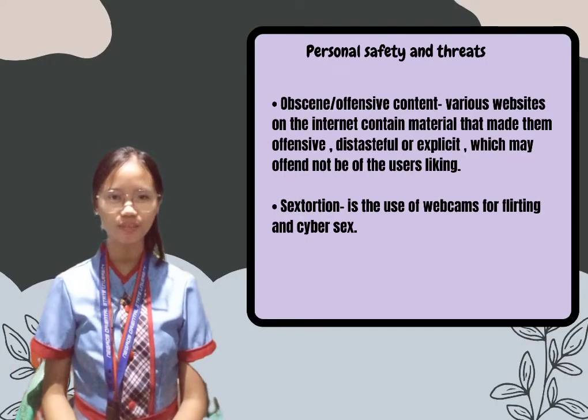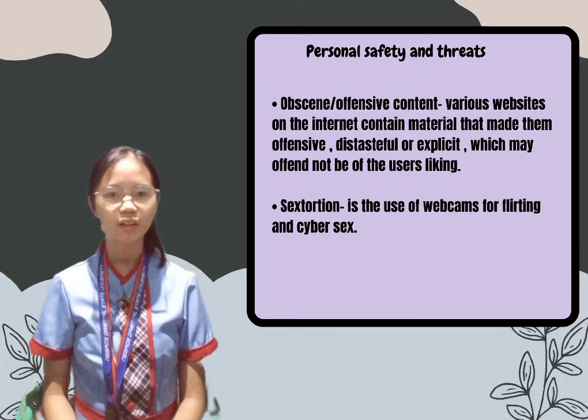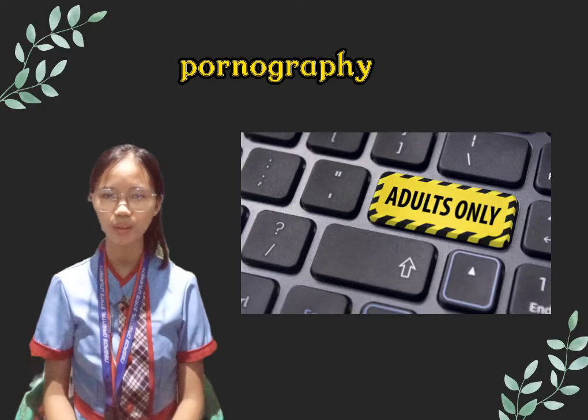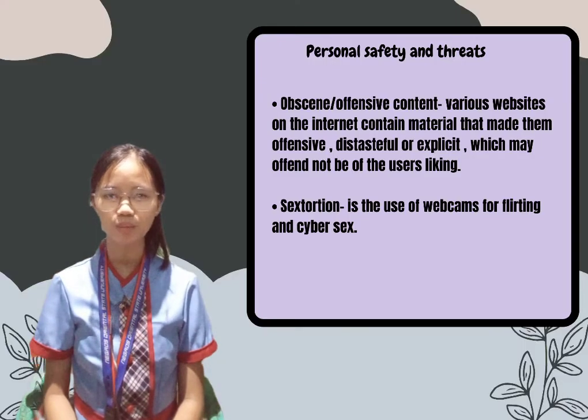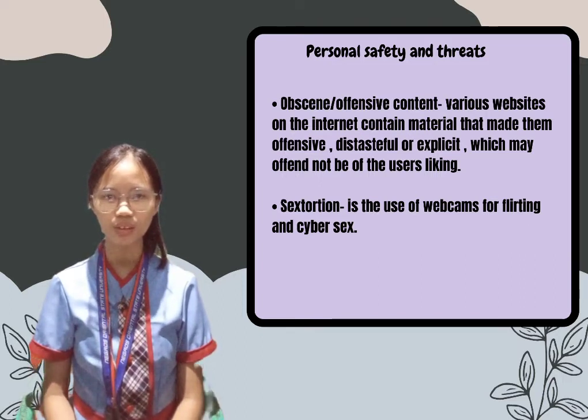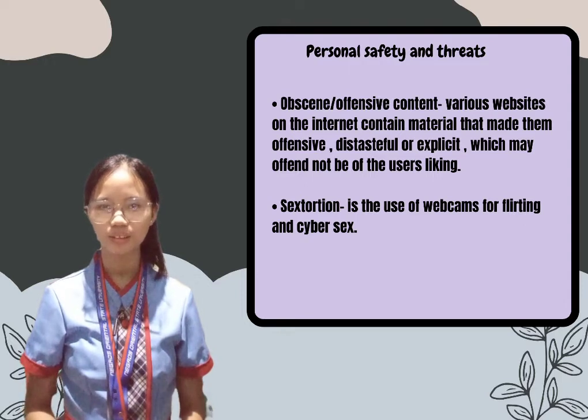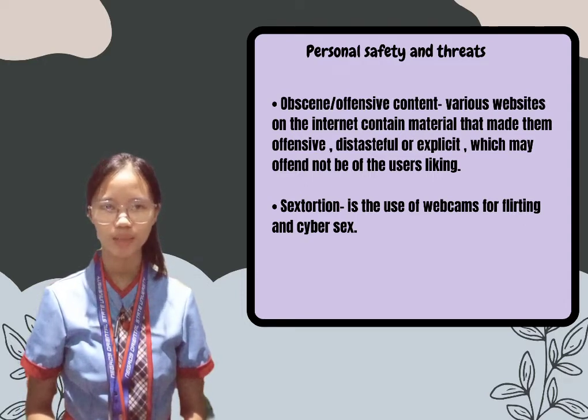Fourth, obscene or offensive content. Various websites on the internet contain material that is offensive, distasteful, or explicit, which may not be to the user's liking. Obscenity narrows the category of pornography to material that violates contemporary community standards and has no serious literary, artistic, political, or scientific value. For adults at least, most pornographic material of a sexual nature that arouses many readers and viewers receives constitutional protection. The last but not the least, fifth, sextortion, is the use of webcams for flirting and cybersex.